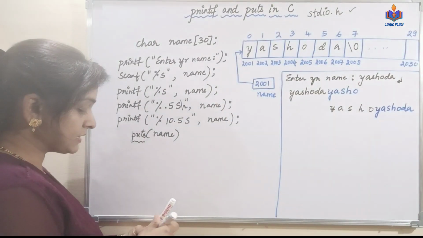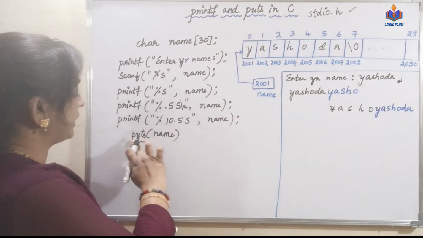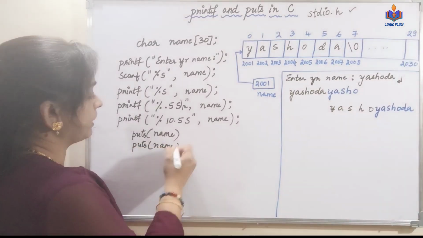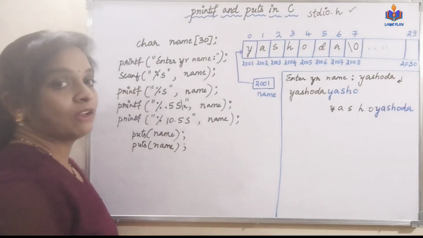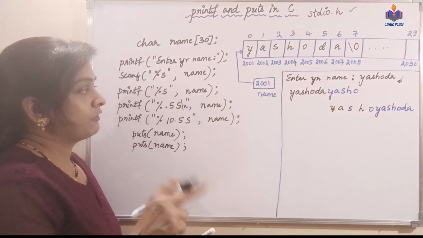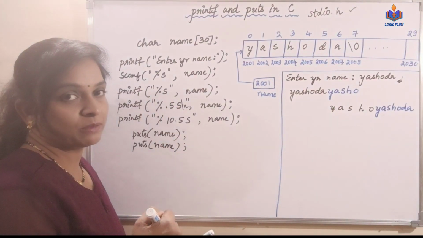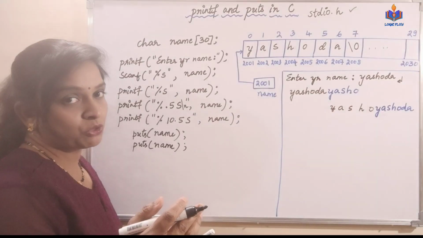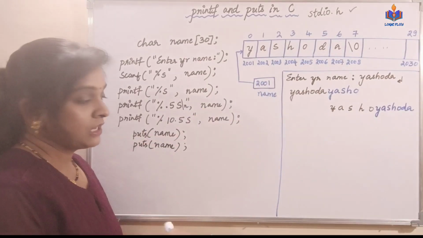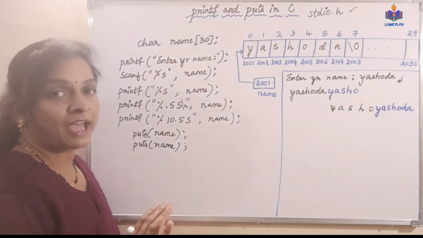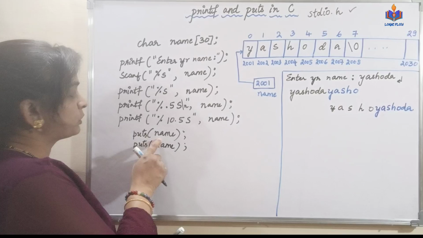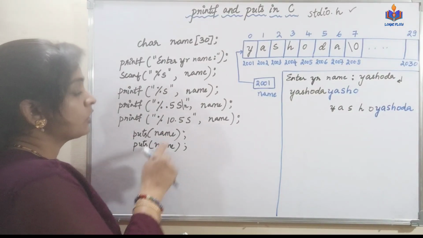Then once again I will say puts of name. See, now let me tell you the difference. So here when I use printf, if I use the new line, then only a new line will be encountered. But if I don't use new line, the next statement output will be appearing on the same line itself. But the puts will have automatic new line. So here I printed the name using puts. Then once again I say puts, automatically a new line.